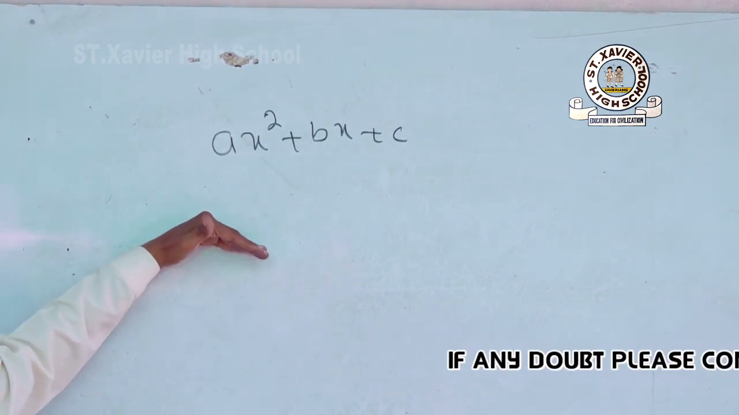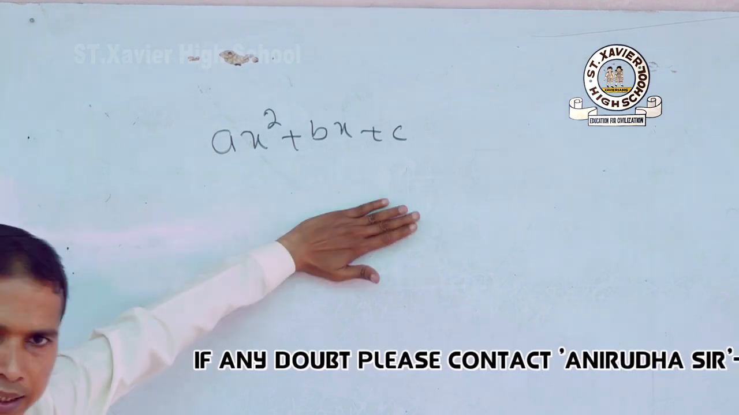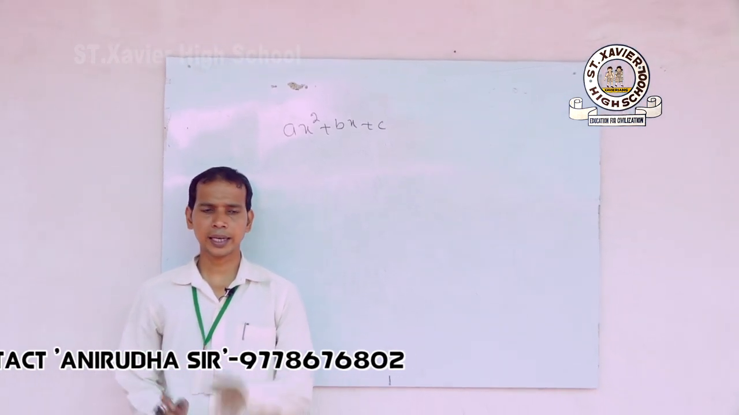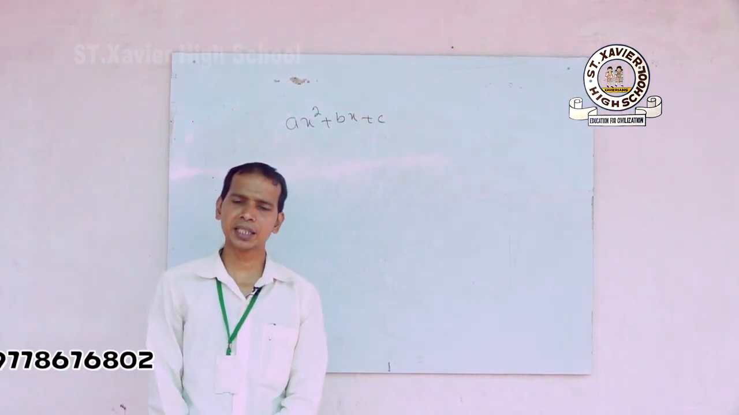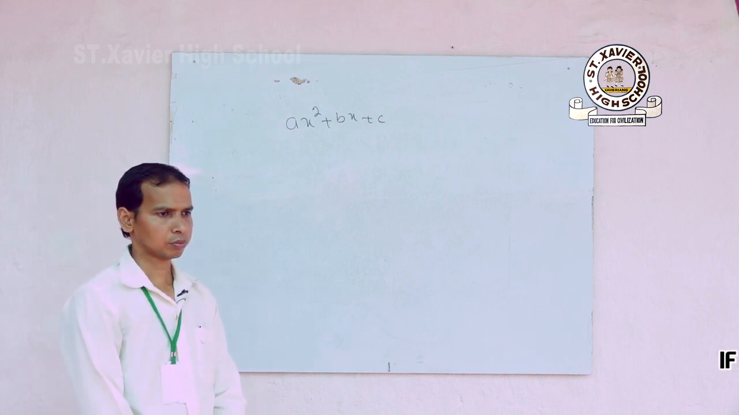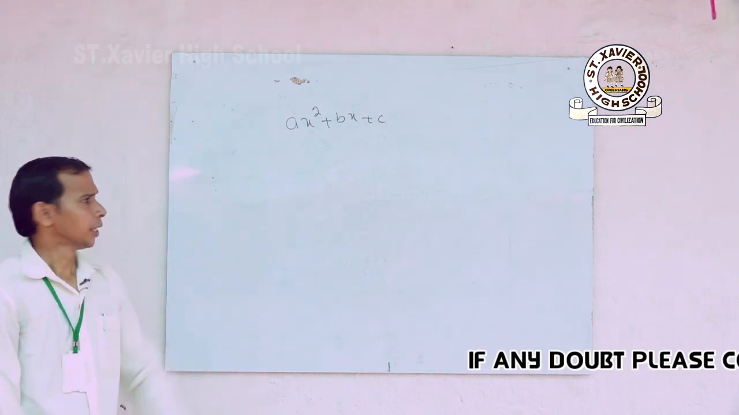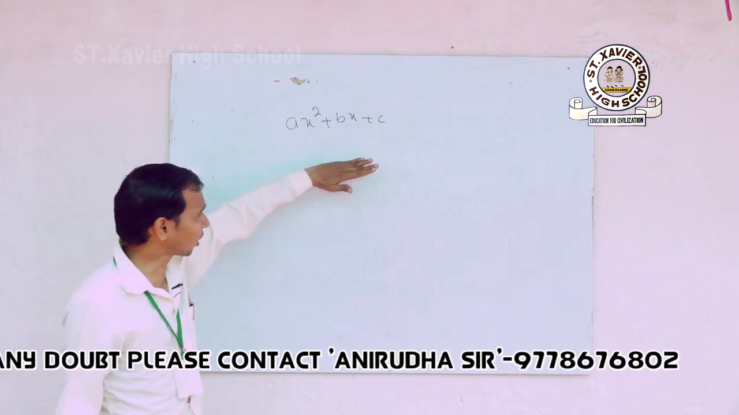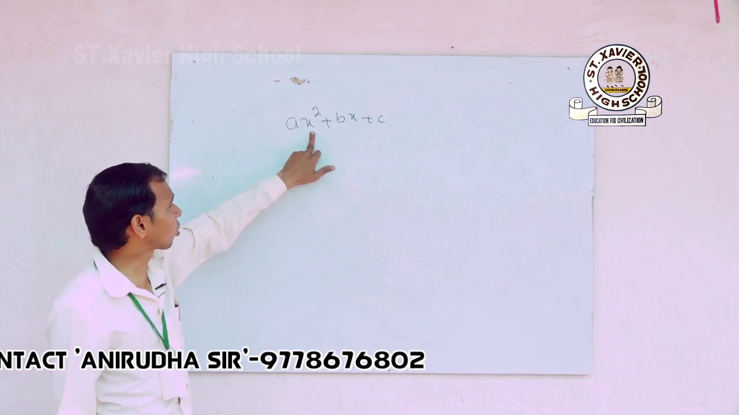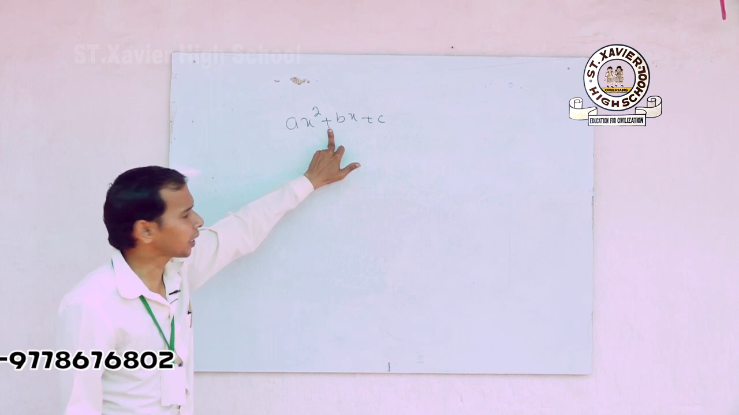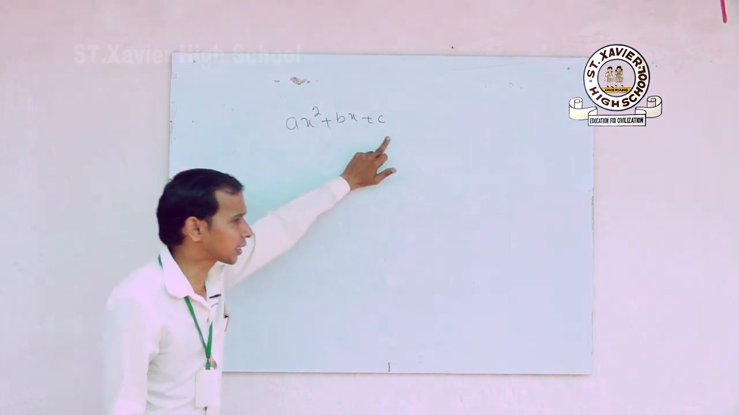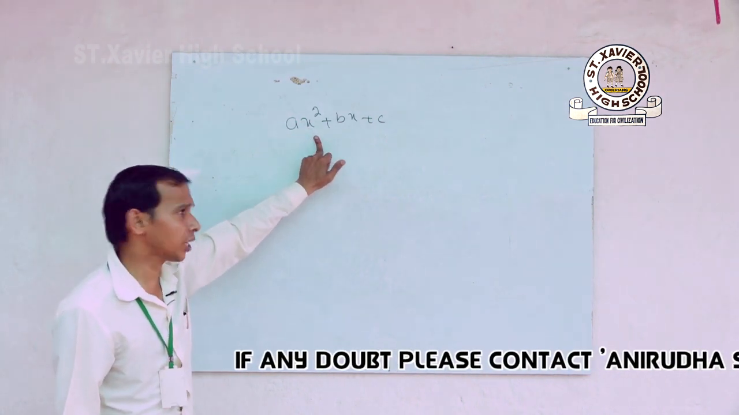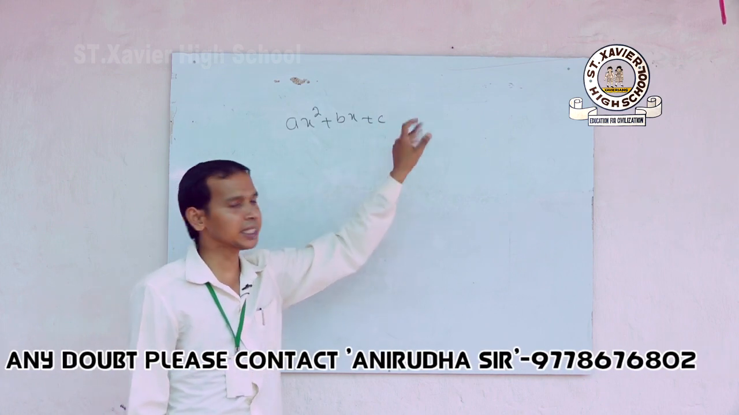Now we have to discuss the relation between the zeros and the coefficients of the polynomial. Because here ax square plus bx plus c is a quadratic polynomial, a not equal to 0. A is the coefficient of x square, b is the coefficient of x, and c is the constant term.